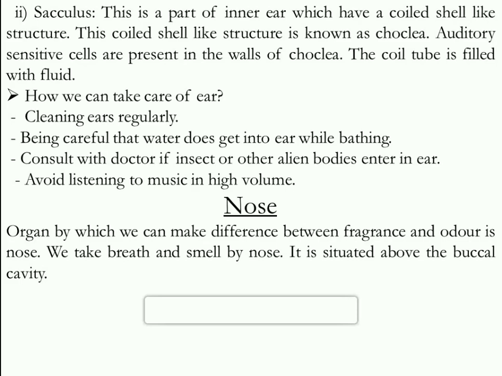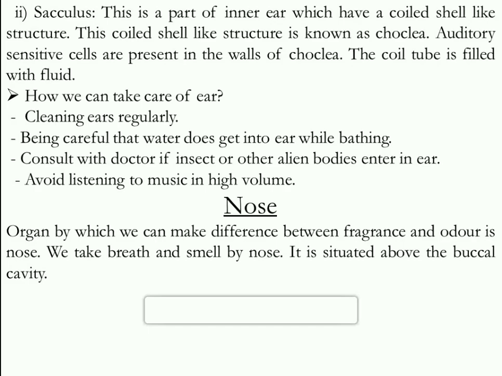Another thing, we breathe through this nose. It is situated above the vocal cavity. The vocal cavity is actually the cavity inside the mouth. The nose is in the position above the vocal cavity.